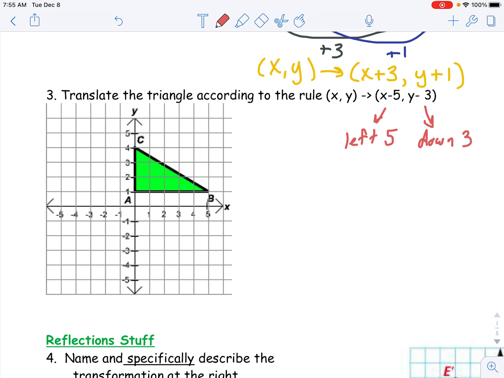So remember, I said if you're good at counting, you're going to be good at performing translations. Why? All we have to do is go from A, left 5, 1, 2, 3, 4, 5, down 3, 1, 2, 3, boom, there's A prime. Same thing with B, 1, 2, 3, 4, 5, 1, 2, 3, B prime. 1, 2, 3, 4, 5, 1, 2, 3, C prime.